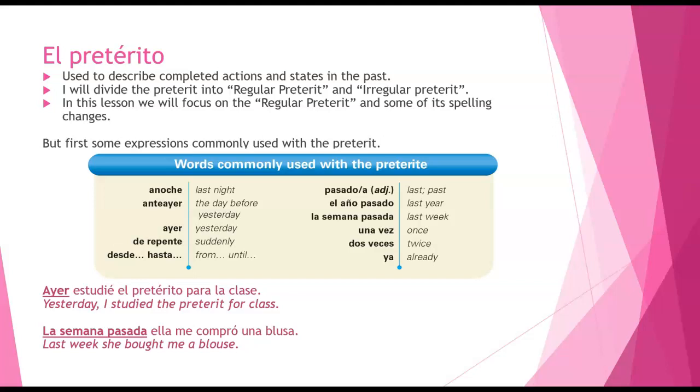So a couple examples, for example, ayer estudié el pretérito para la clase. So yesterday I studied the preterite for class. La semana pasada ella me compró una blusa. So last week she bought me a blouse. And so these are both completed actions in the past.